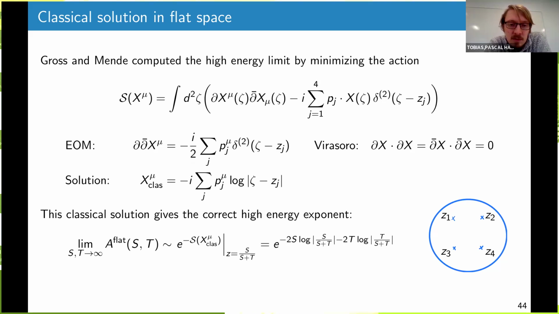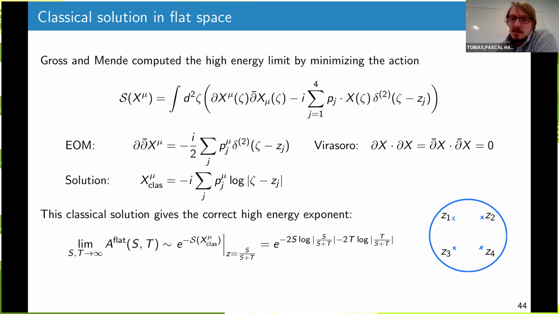And if you want to minimize this, this is the equation of motion. We also have this Virasoro constraint to ensure diffeomorphism invariance on the worldsheet. And the solution is just this classical solution here. If we plug this back into the action, this gives us the correct high energy limit, the right exponent that we get in the high energy limit.